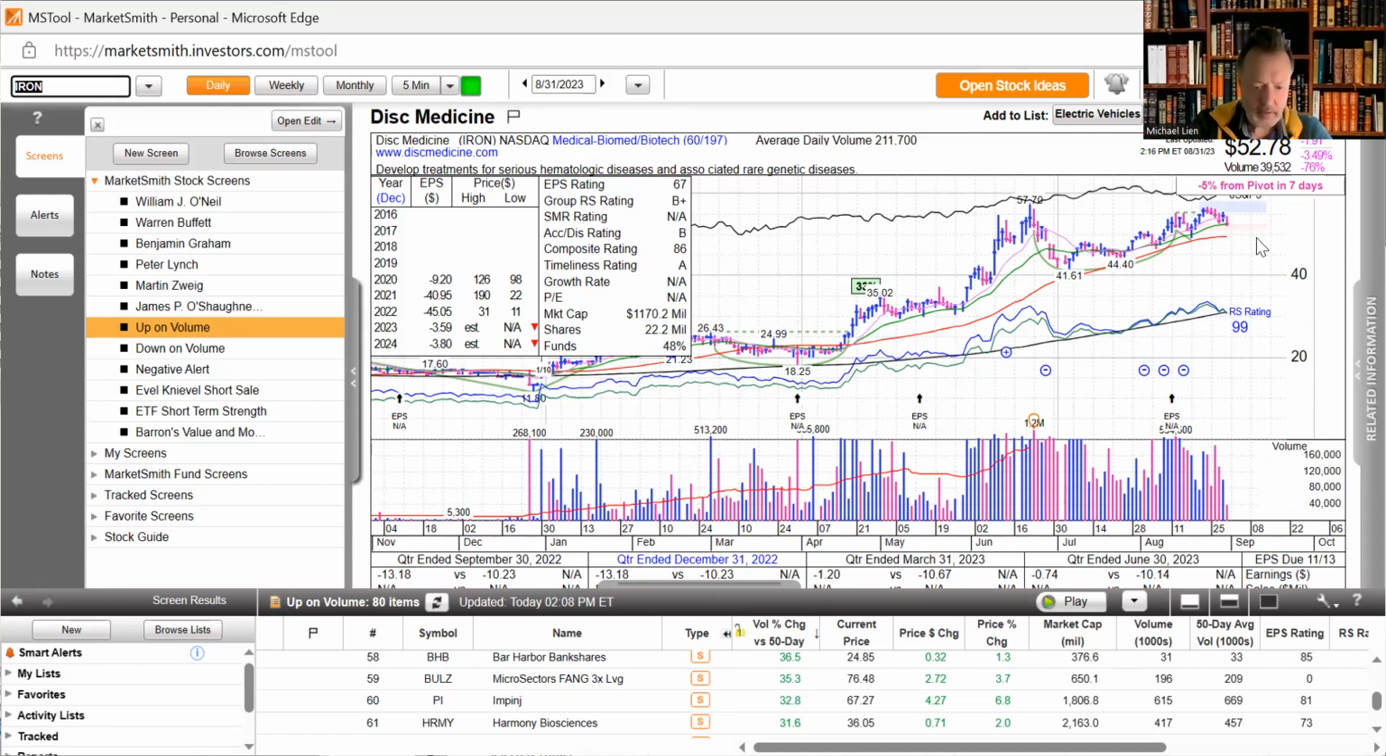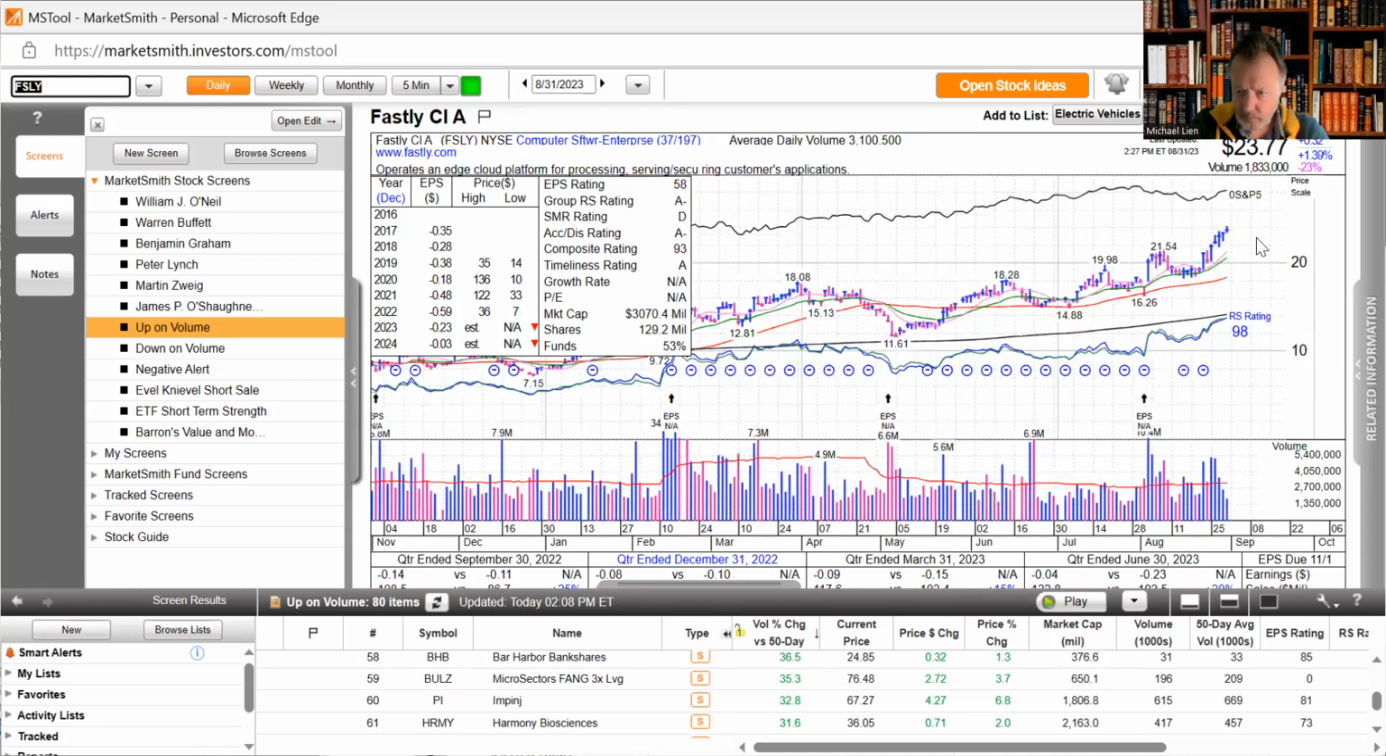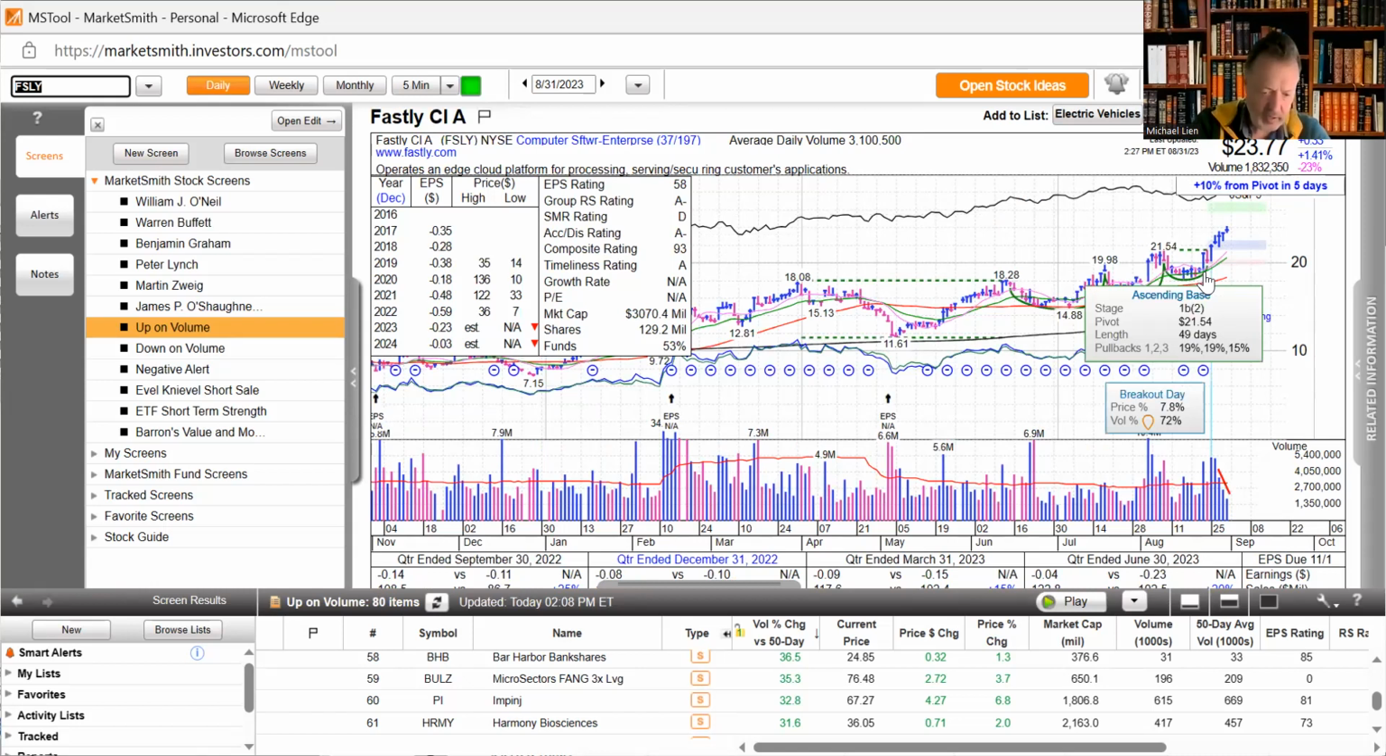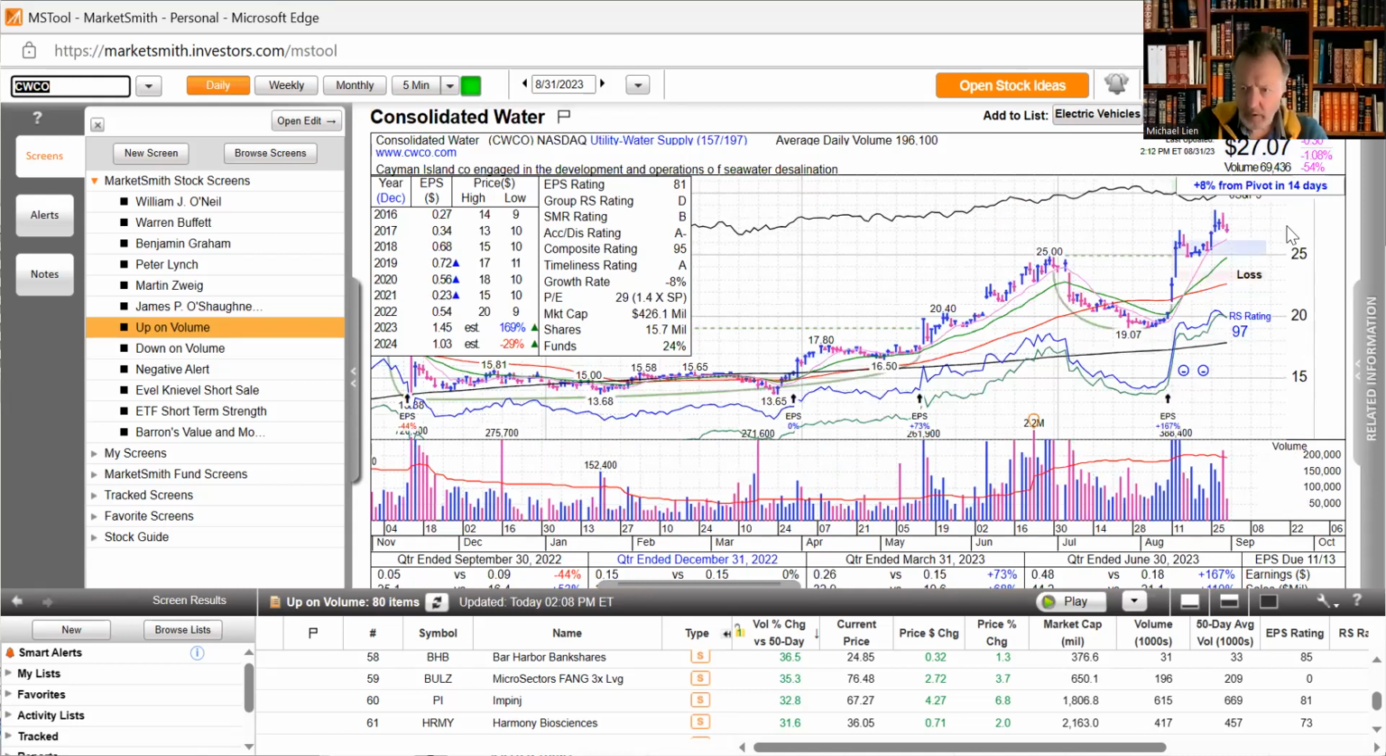And then take a look at Fastly. Fastly continues to get buying, although the buying is kind of softening over here. We'll just continue checking on this one. Consolidated Water has some good support over here, and it sold off on pretty high volume yesterday. We'll have to see what the numbers look like. But that's our look at Mornings with Michael.